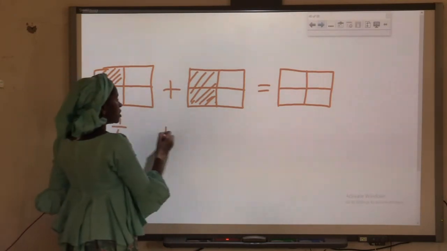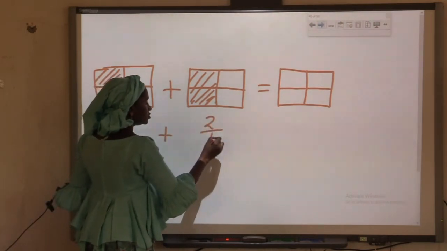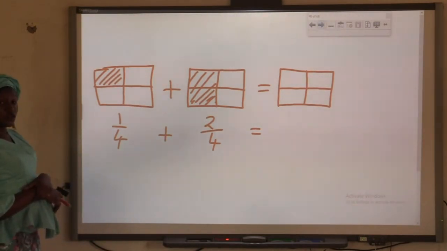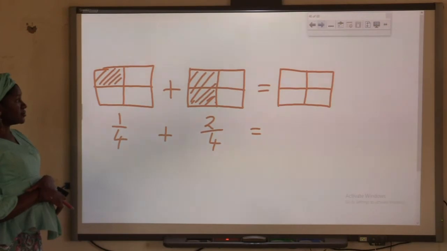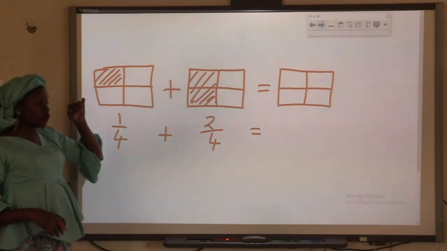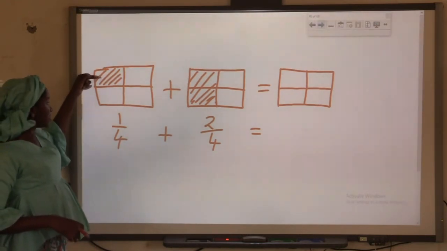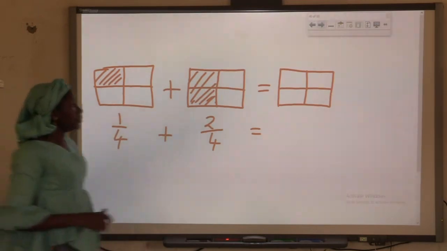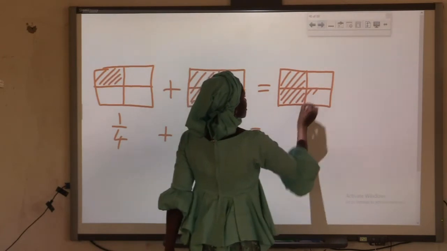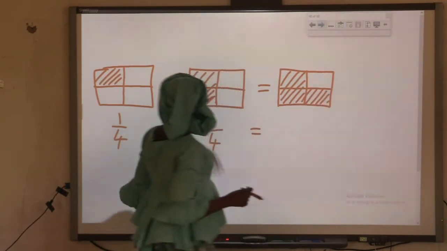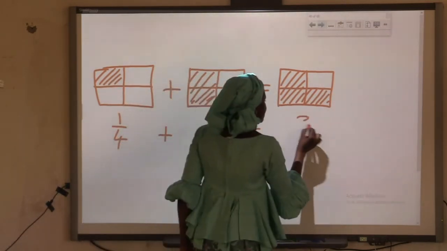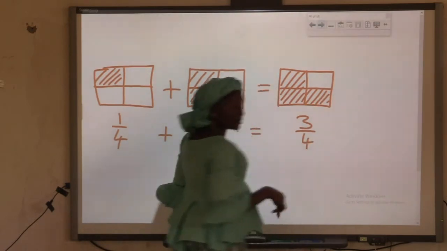1/4 plus 2/4 should be equal to how many fourths? Using diagrams, this is 1, 2, 3. It should be 3 fourths. We are counting the shaded parts. 1, 2, 3. So here we should say 3 portions. That is 1/4 plus 2/4. It is 3/4. So our answer is 3/4.